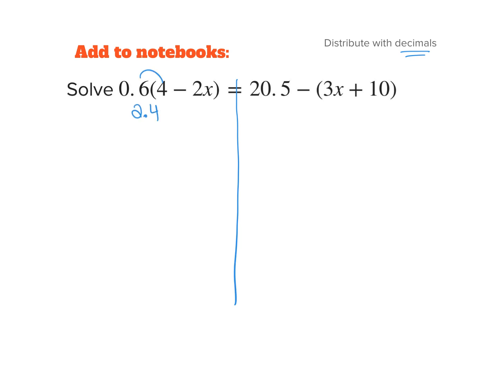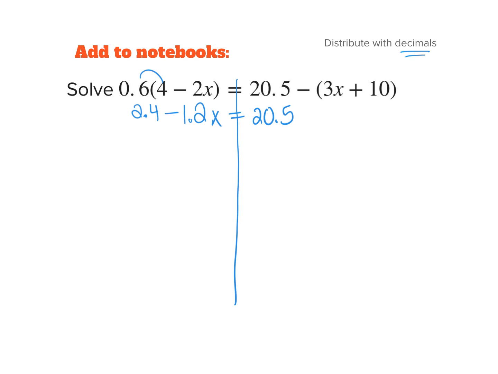All right, and then I'm subtracting 0.6 times 2x. Well, 0.6 times 2 is 12, so this is going to be 1.2x instead of 12. And you can certainly grab your calculator as you're doing these as well, but some of these numbers are going to be pretty easy to work with for mental math.